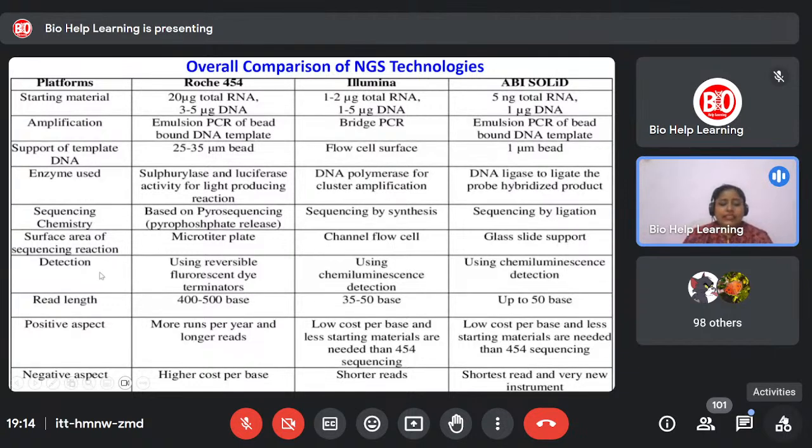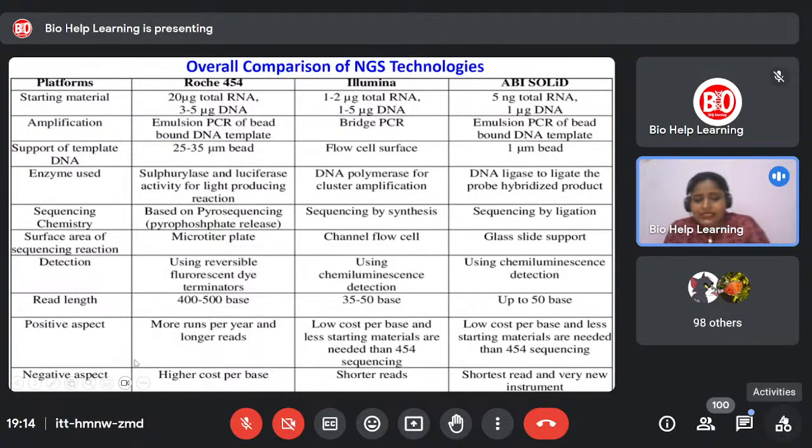So after fragmentation, they used to dye those fragments. Here they are using the fluorescent dye, reversible fluorescent dye terminators, while Illumina and ABI Solid use chemiluminescence detection. Read length varies as per the platform. Roche 454 uses 400 to 500 bases, while Illumina uses 35 to 50 bases, and ABI Solid uses up to 50 bases.